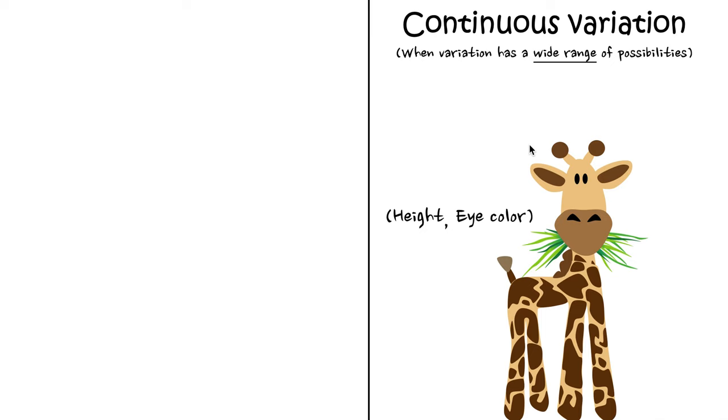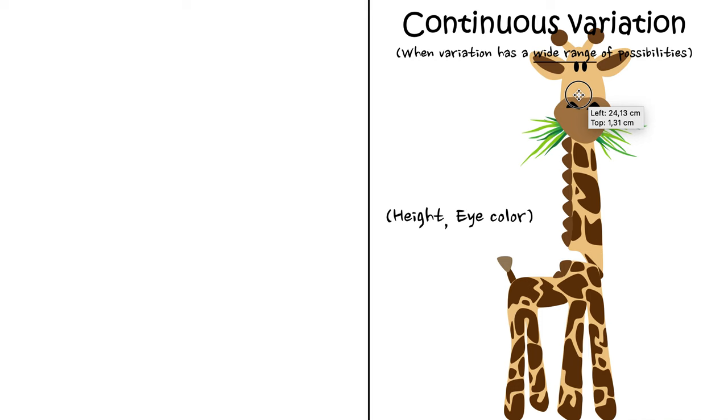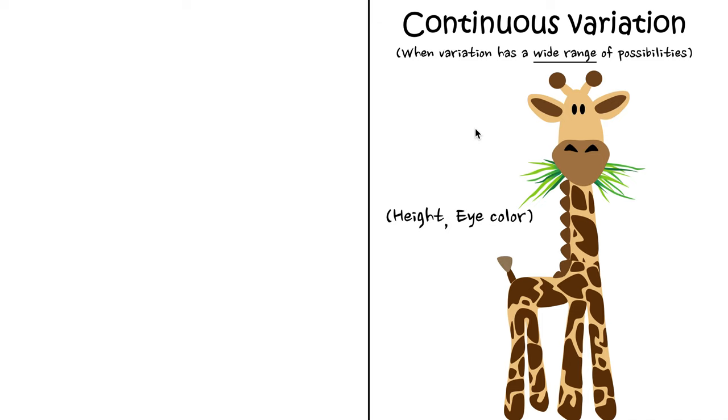So specific traits that have continuous variation would include your height, because that's infinite possibilities. Your eye color, even your eye color, you may think it's simple, blue, green, brown, but actually it's just like your height. There are many kinds of green. There are many kinds of blue. So just like your height, eye color is continuous variation. Just like this giraffe, it can be short, it can be this tall, this tall, this tall. It can be many, many things. These are continuous variation traits. Just a term you need to know.